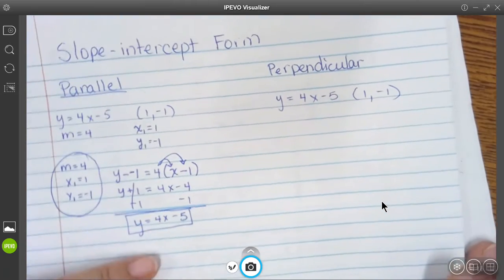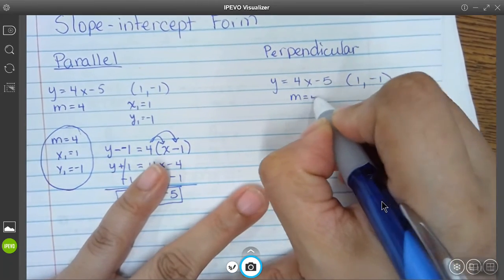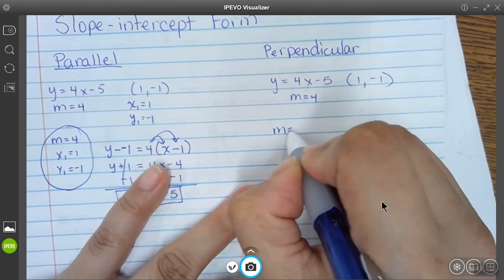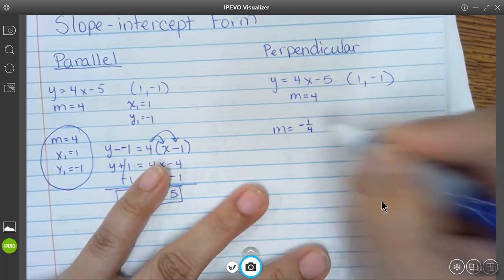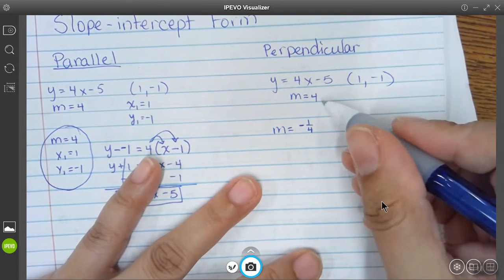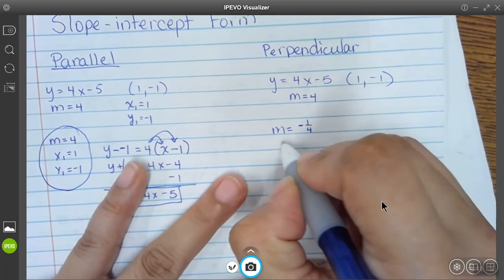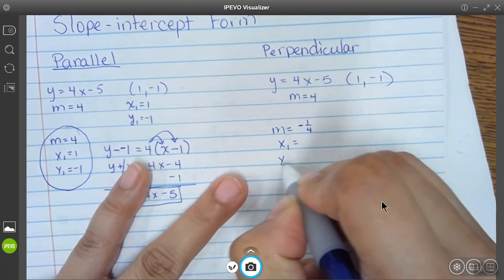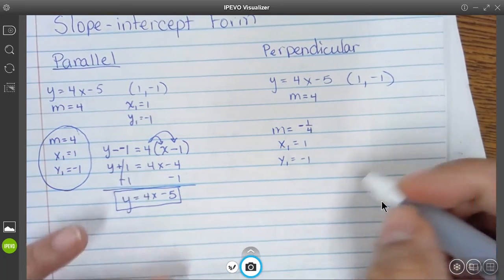All right, so for perpendicular, this slope is 4, but the perpendicular line is going to have the negative reciprocal. Okay, it's positive, so it becomes negative. It's a 4, so it becomes a 1 over 4. And the x1 and the y1 are these, 1 and negative 1, respectively.